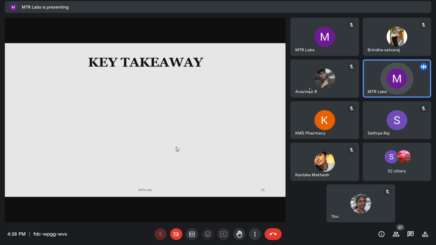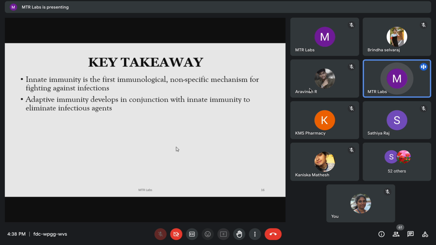So the key takeaway from this webinar is, as you would have known, that innate immunity is the first immunological response we have whenever we are fighting against an infection. That is a non-specific mechanism. And then adaptive immunity will develop in conjunction with the innate immunity, only when innate was not able to fight. Then comes the adaptive immunity to eliminate the infectious agents.